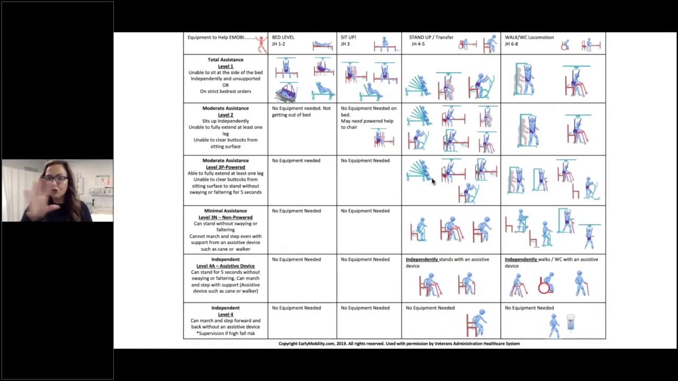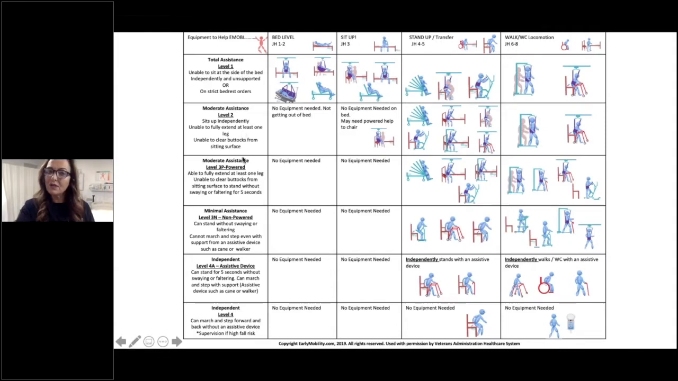This is the full bridge document. You saw portions of this as we walked through the different mobility goals and the different levels. So the goals are across the top. If you are trained in Johns Hopkins, those numbers are here. If not, don't worry about the numbers right now. Just think about bed activities, sitting up goals, standing up and transferring, and then walking.